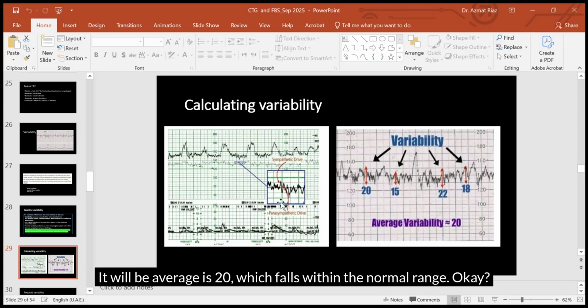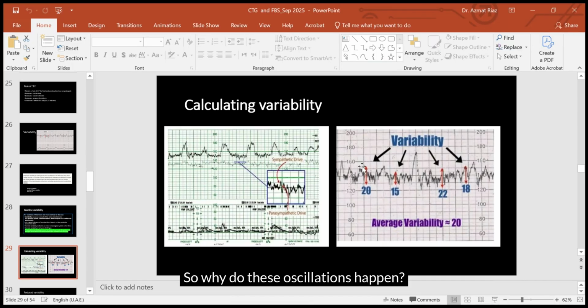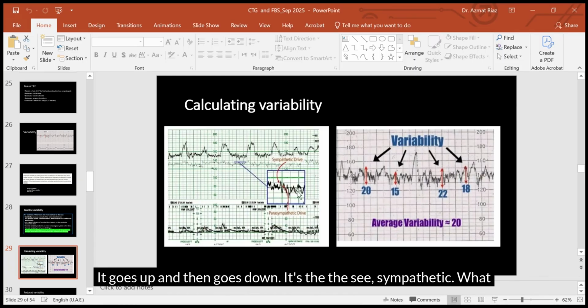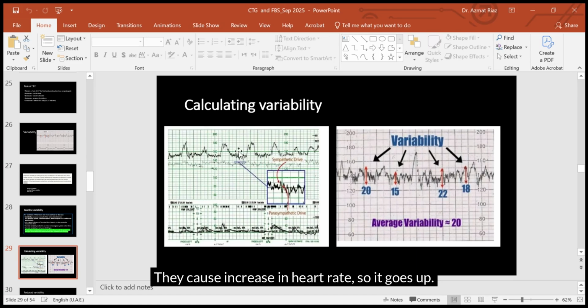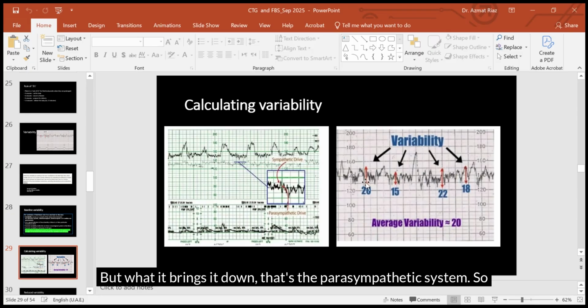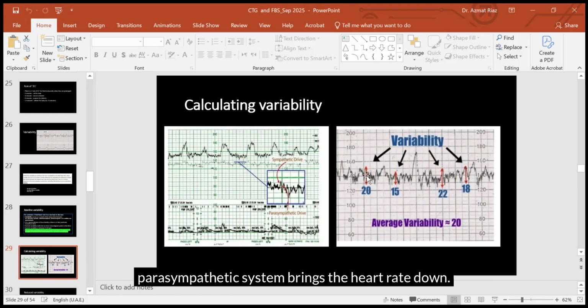Okay, so why do these oscillations happen? It goes up and then goes down. See, sympathetics, what do they cause? They cause an increase in heart rate, so it goes up. But what brings it down is the parasympathetic system. So the parasympathetic system brings the heart rate down. So when the autonomic nervous system of a fetus is acting normally, this variability will be normal.